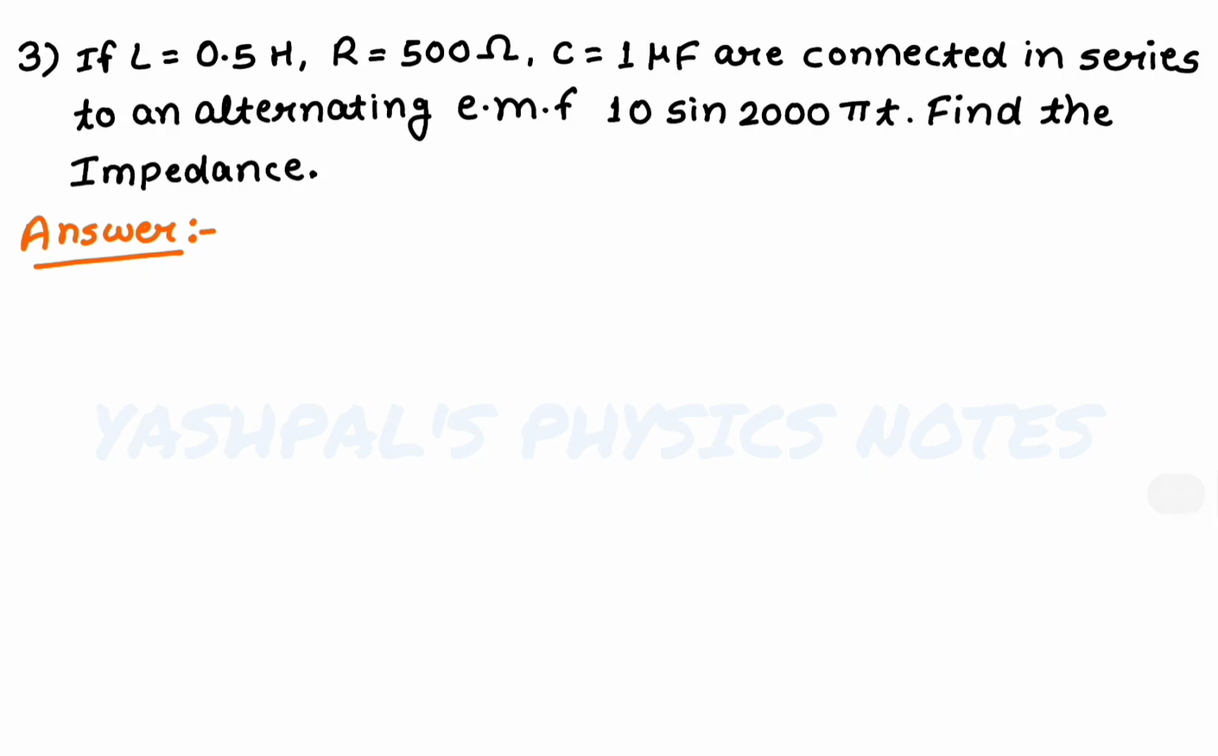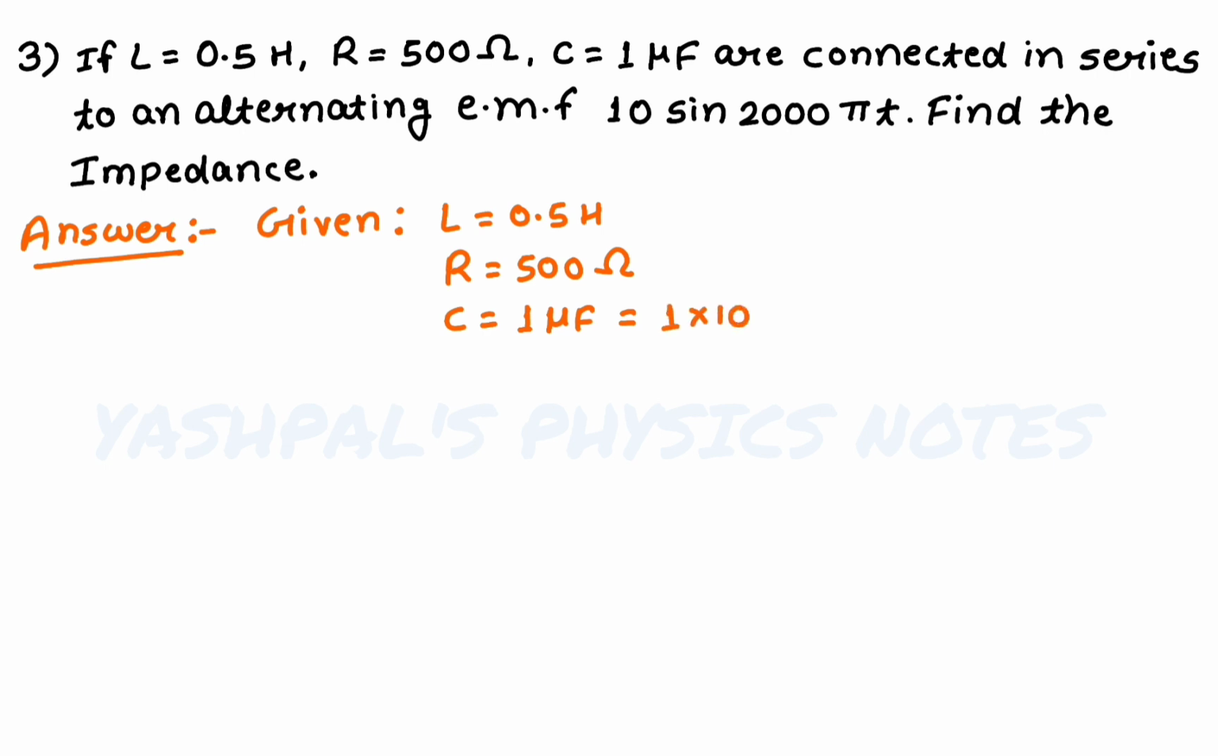So let's find out the answer. First of all, write out the given data. What is given? Inductance is given 0.5 Henry. Henry is a standard quantity. Resistance is given as 500 ohm. And capacitance is given as 1 microfarad. See here, capacitance is given in microfarad, so we will convert it to farad, which is the standard quantity: 1 into 10 to the power minus 6 farad.